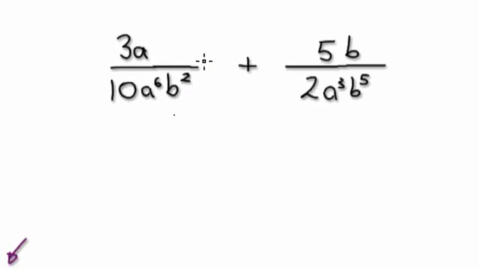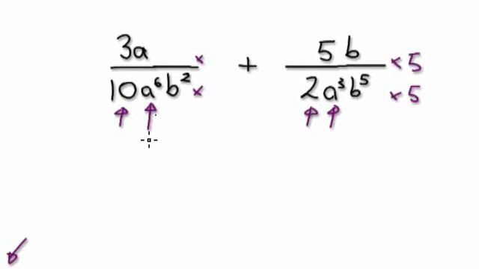Okay, so we've got it times top and bottom here, and then over here top and bottom to get the two denominators to be the same. Look at the number. Try and work out the number first. Here you've got 10. Here you've got 2. I'm going to times it by 5 over here.